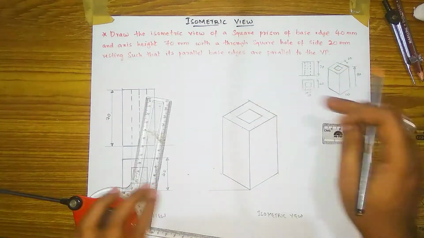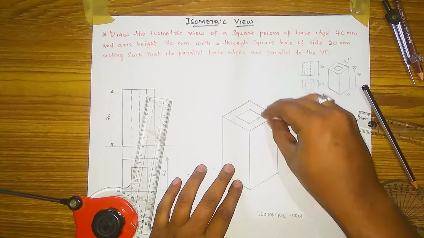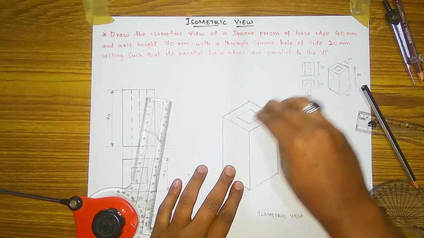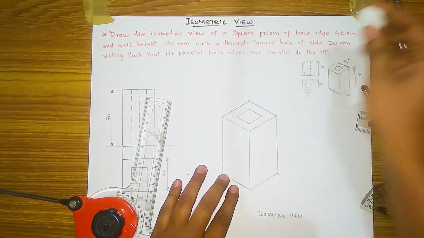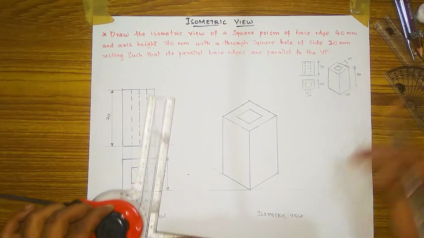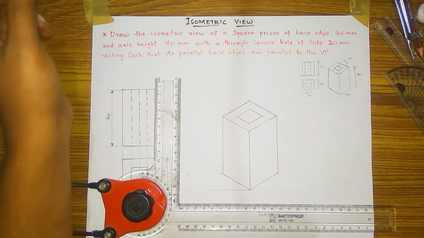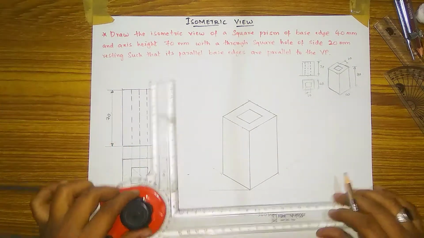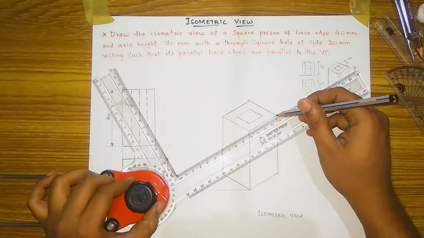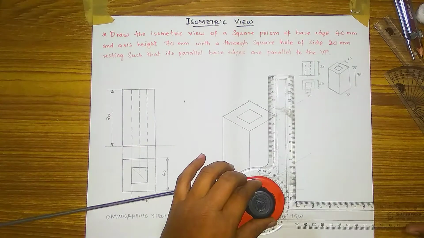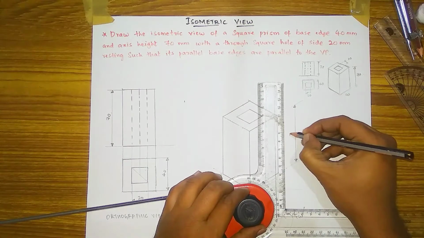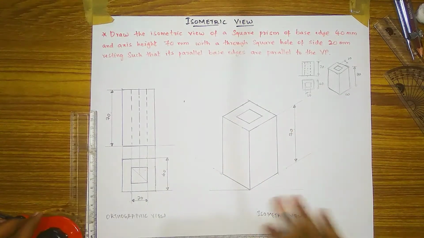The cutout section is also drawn, and the remaining lines you have drawn, you can rub off, or else you can keep them like this only. So the square prism of 40 mm with a cutout having a 20 mm square has been created in the isometric view, and also show the isometric axis height of this square prism, that is 70 mm. And this is the complete solution of this problem.